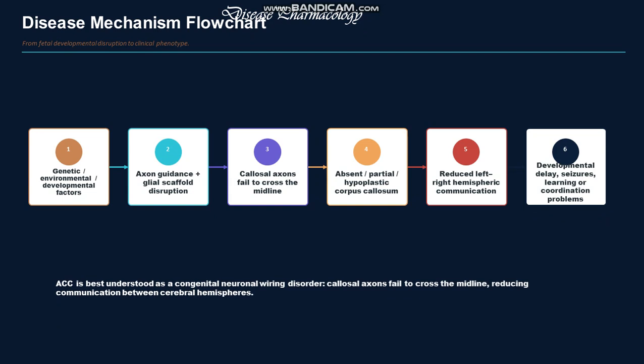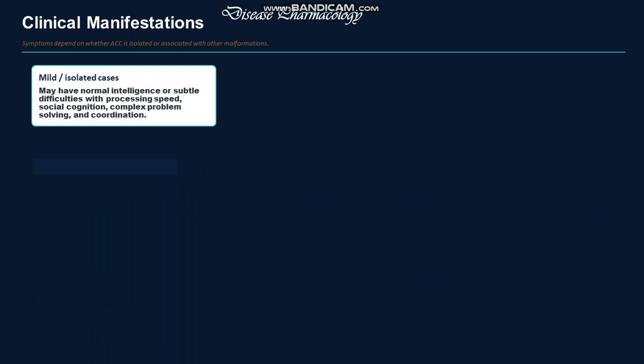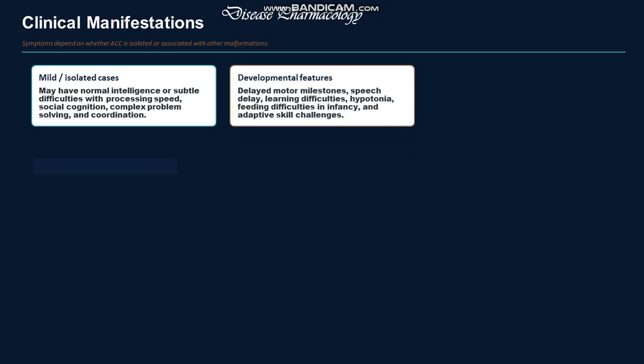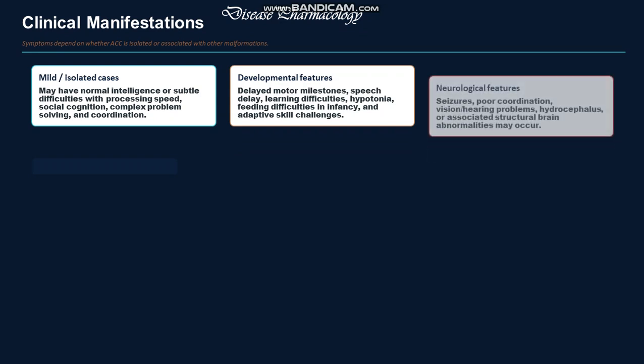ACC is best understood as a congenital neural wiring disorder. Callosal axons fail to cross the midline, reducing the communication between the cerebral hemispheres, right and left. Clinical manifestations: may have normal intelligence or subtle difficulties with processing speed, social cognition, complex problem solving, and coordination. Developmental features: delayed motor milestones, speech delay, learning difficulties, hypotonia, feeding difficulties in infancy, and adaptive skill challenges.